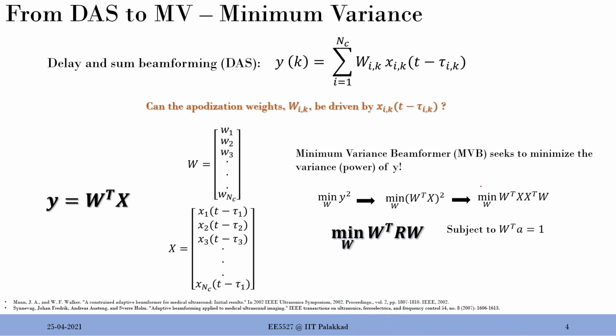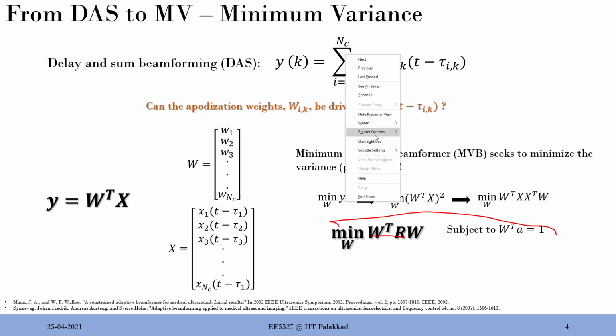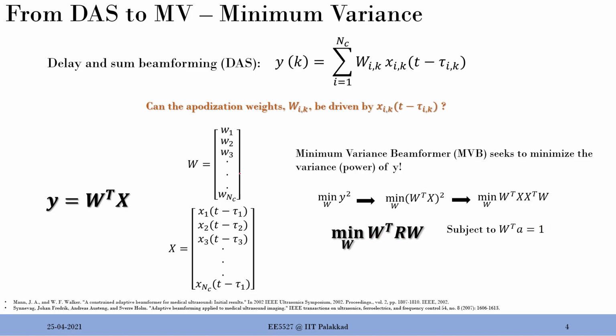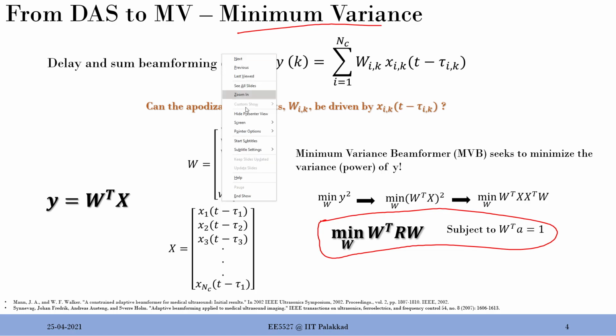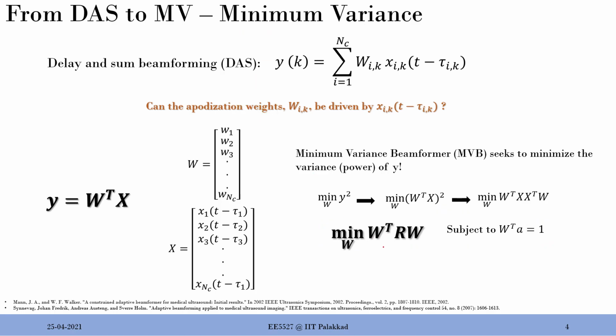So this is what minimum variance beamforming is all about. This one line that is shown over here is what minimum variance beamforming is all about. Let me reiterate in terms of intuition. You are going to minimize W transpose R W, that is nothing but the power of your estimated signal Y. You know that W is what you are trying to estimate. R is nothing but the covariance matrix, or X into X transpose, as simple as that.